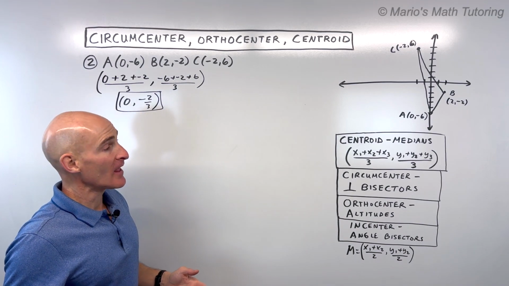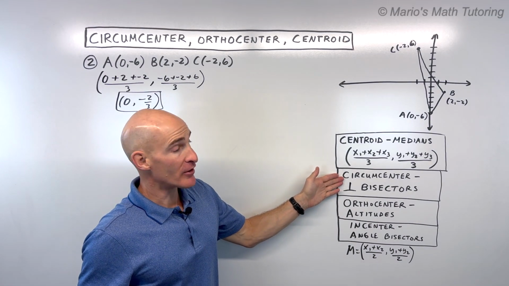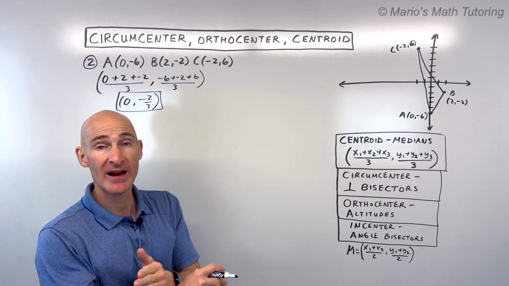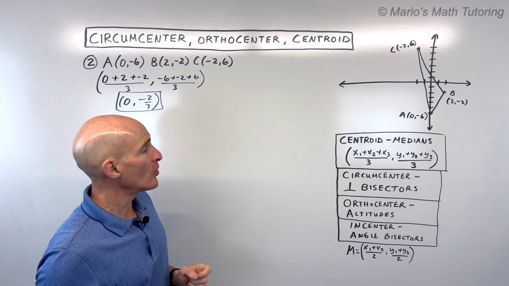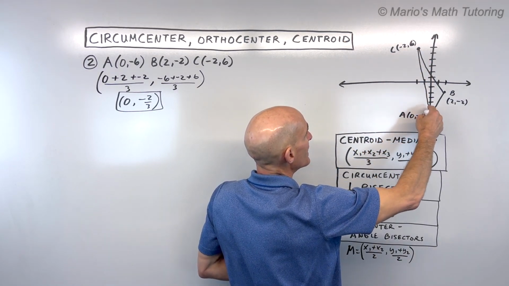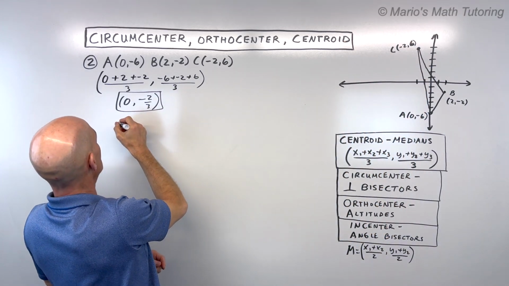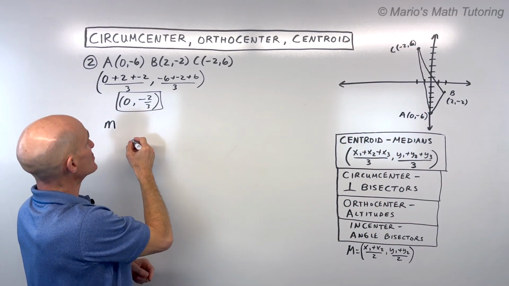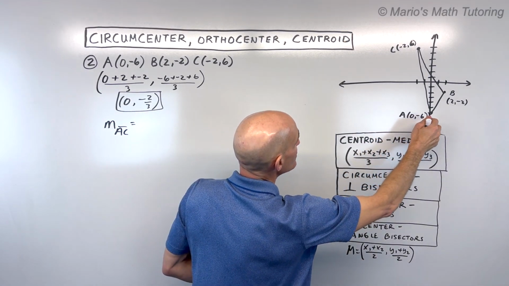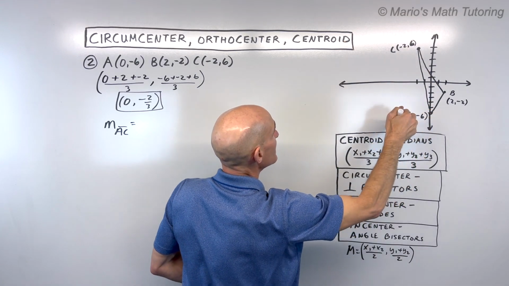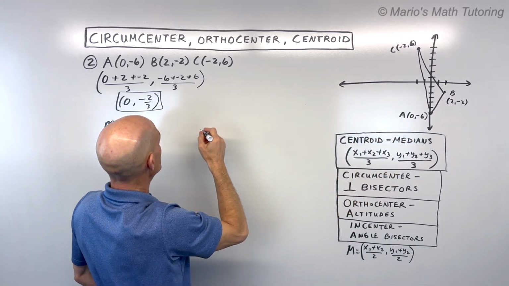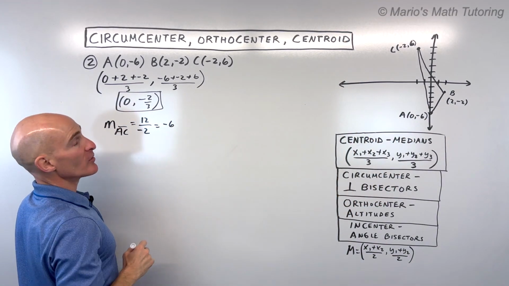So that one's simple. Okay, let's go to the circumcenter now, the 3 perpendicular bisectors. Again, we only have to find 2, and then we're going to write the equations and find out where those 2 lines intersect. So which side should we do? How about we find the slope of AC? Remember we use the lowercase m for slope. m equals y2 minus y1 over x2 minus x1. So we'll do 6 minus negative 6, which is 12, over negative 2 minus 0, which is negative 2. That comes out to a slope of negative 6.